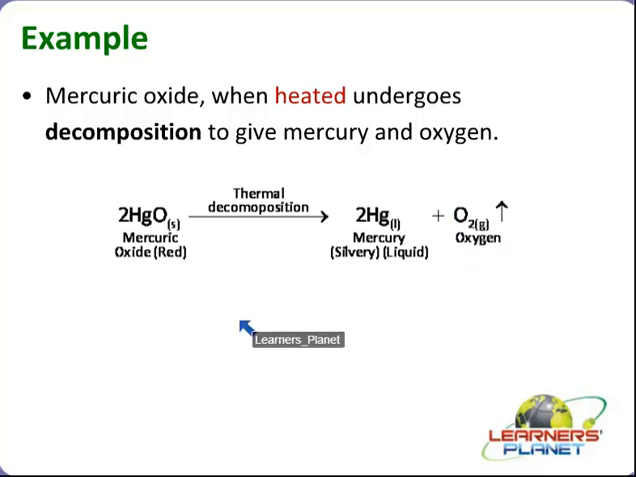Now what sort of question can be asked out of it? It is a red colored substance on heating giving mercury in liquid state and oxygen gas. So what is your red color substance? It is HgO. The symbol for mercury is Hg. And what is the valency of mercury, students? The valency of mercury is 2 or 1. Every time I am telling you valencies so that you can write down the chemical formulas of it. So this is your decomposition reaction.